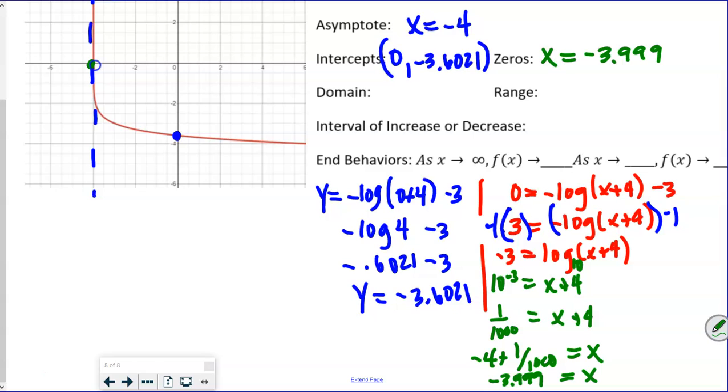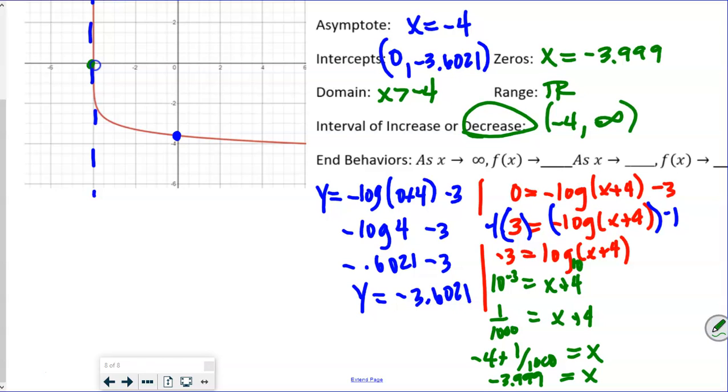So now, let's talk about domain and range. So domain, again, what's happening to our x values? Our x values are going to be greater than negative 4. Our range is going to be all real numbers. This time, this graph was decreasing, isn't it? And where's it decreasing from? From our negative 4 onto infinity.